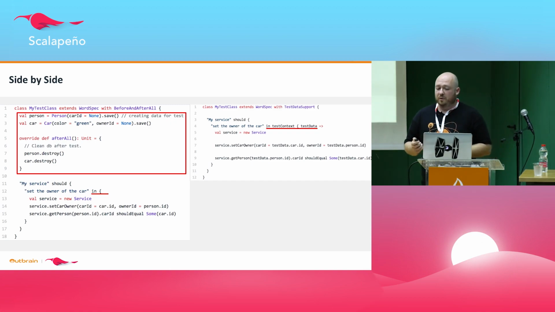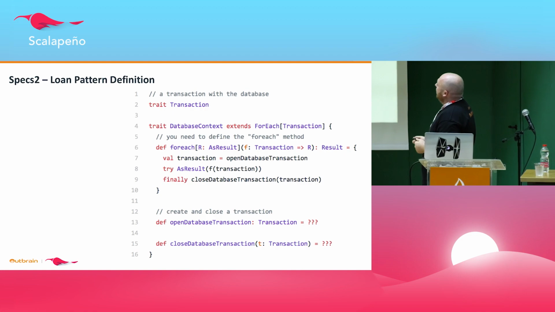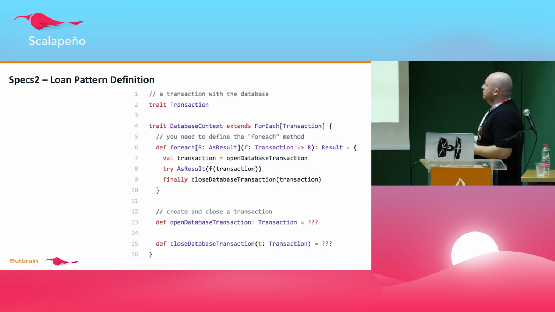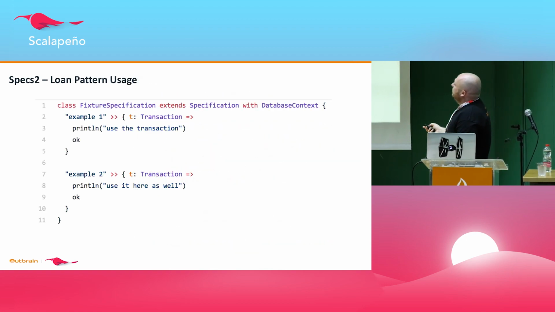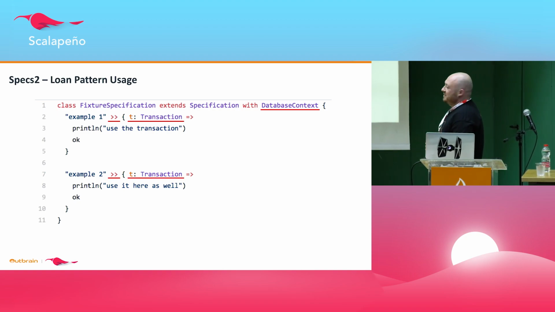Let me show you how it looks in Specs 2. I've taken this example from the Specs 2 documentation. What you see here is a similar trait called database context, and it extends the ForEach trait, which is the way to do that in Specs 2. You then implement the foreach method, initializing the open database transaction, initializing your test data, executing the test, giving it the transaction, and closing the transaction at the end. It looks very similar to the ScalaTest example. You use it by just mixing in the database context trait, and you get the data in the test to be used however you want.